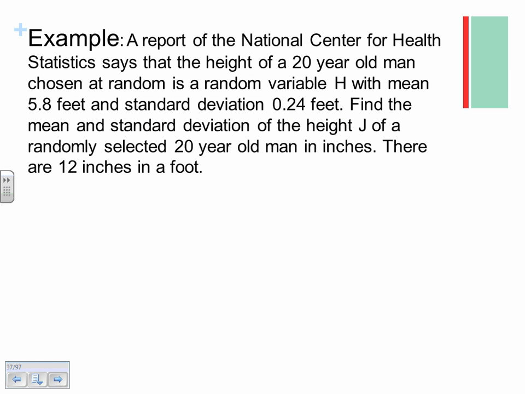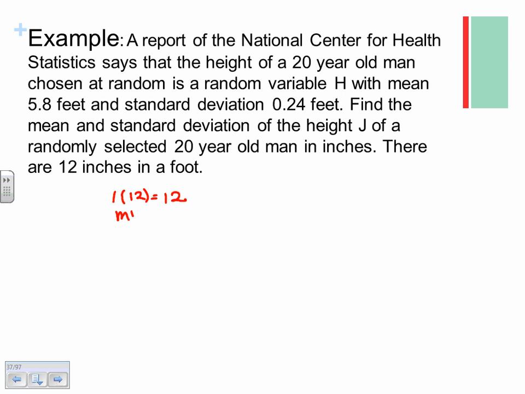So, a report of the National Center for Health Statistics says that the height of a 20-year-old man chosen at random is a variable h with mean of 5.8 feet and standard deviation of 0.24 feet. Find the mean and the standard deviation of the height j of a randomly selected 20-year-old man in inches. And there are 12 inches in 1 foot. So for every 1 foot, I'm going to multiply by 12 to get inches.